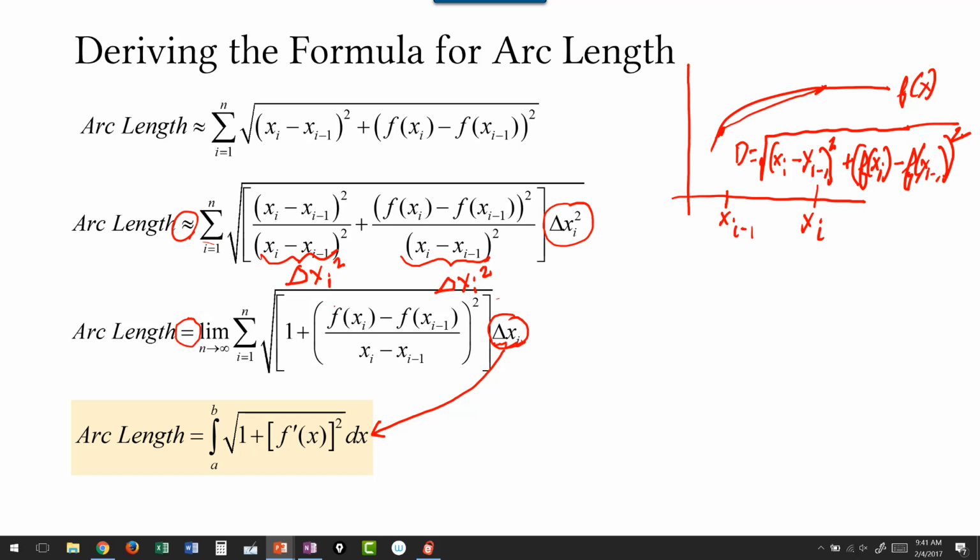A harder leap to make is the fact that inside the square we have an equivalent definition for the derivative of f. The idea is that as n goes to infinity, xi minus 1 approaches xi, and so we have this difference quotient in the limit becoming f prime of x.